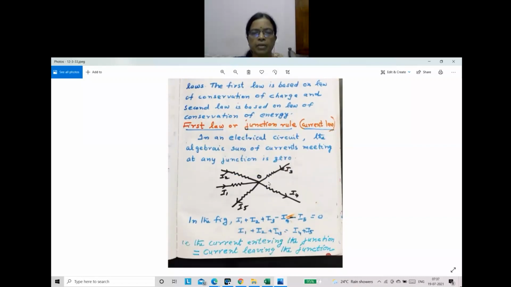See, here you can see a junction. The circuit's other parts are not shown, only a junction with many resistances. Some current I1 is coming towards the junction through this resistor symbol, and meets at this junction. Through this resistor, I2 current is reaching. Through this one, I3 current is reaching. But here, I4 current is moving away from the junction. I5 also is moving away from the junction.